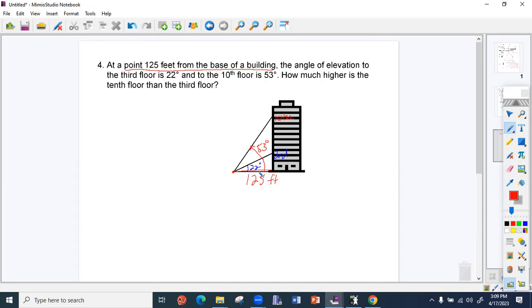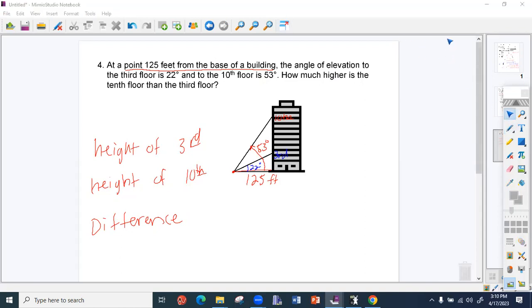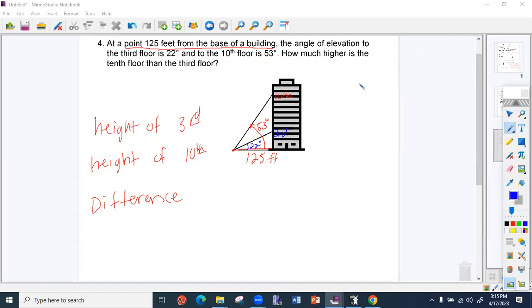I had someone last period add them together. Don't do that. Okay, so what I want you to do at your table, you're going to find the height of the 3rd floor, you're going to find the height of the 10th, and then you're going to find their difference. These are your 3 things you need to accomplish. Height of the 3rd, height of the 10th, and then find your difference. Let me know if I can help you. You're going to work together and do it. You got this.